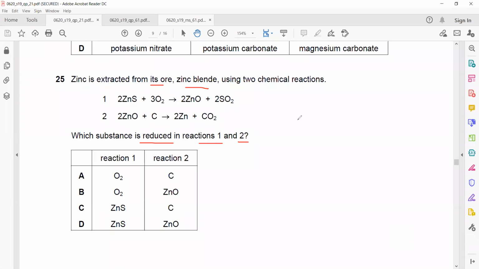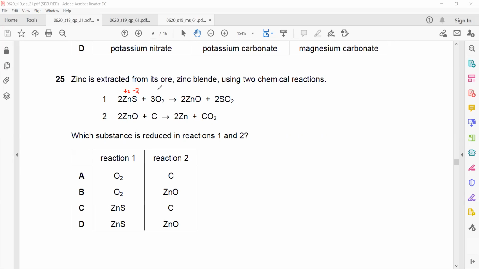O2, I think, in the first one. Yeah, because what happened first, you can identify in terms of charge, or you can also identify in terms of oxygen. Look how to identify in terms of charge. Zinc sulfide: sulfur belongs to group 6, so sulfur is -2. Zinc is +2.